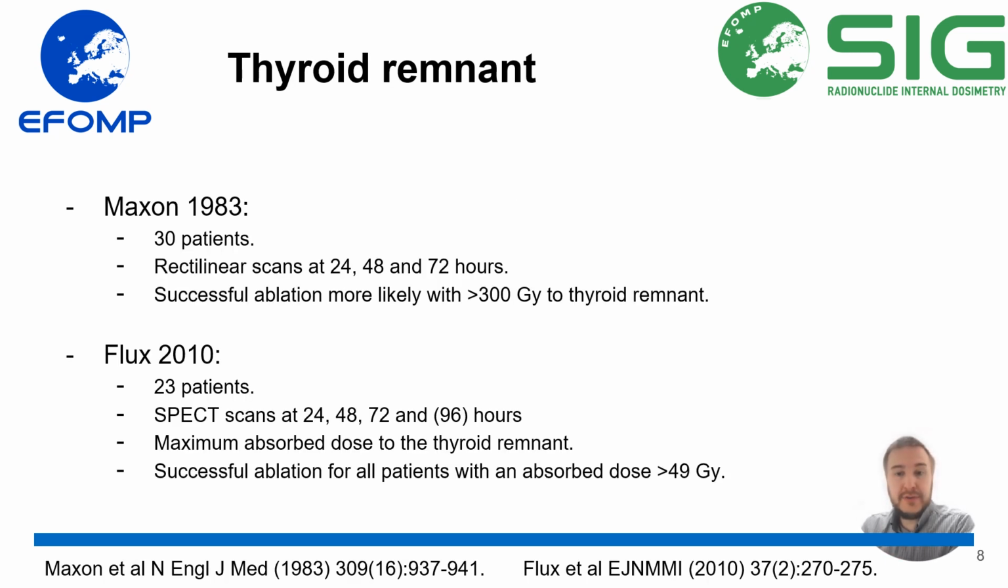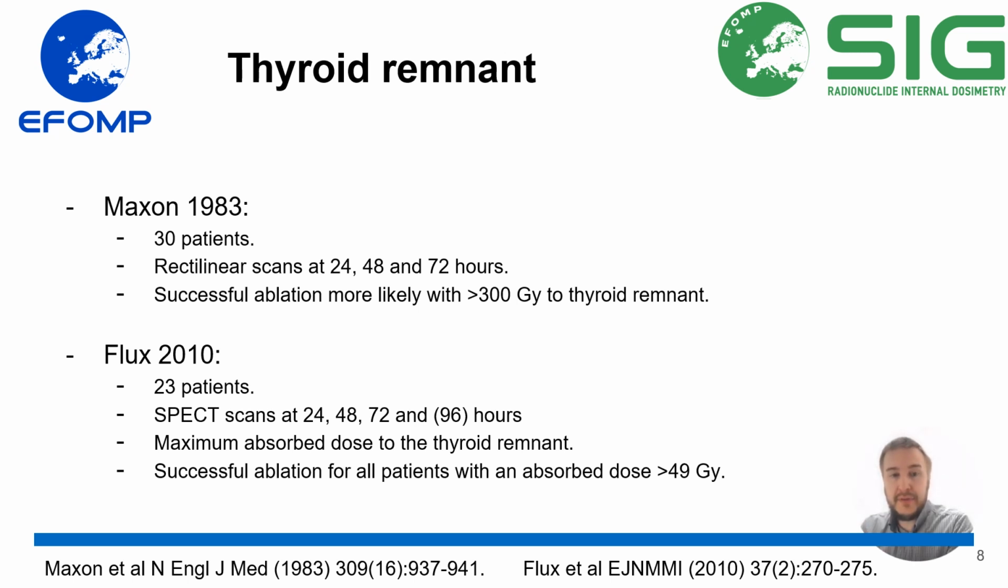So first of all, let's look at thyroid remnants. That's why we've taken out our thyroid and then treat our patients to ablate any remaining tissue left. Well, there are two papers that have been mostly cited for this, which is a paper from 1983 by Maxon et al., where they looked at 30 patients and they used a rectilinear scanner, and they found that to achieve successful ablation, you required a minimum of 300 gray to the thyroid remnants.